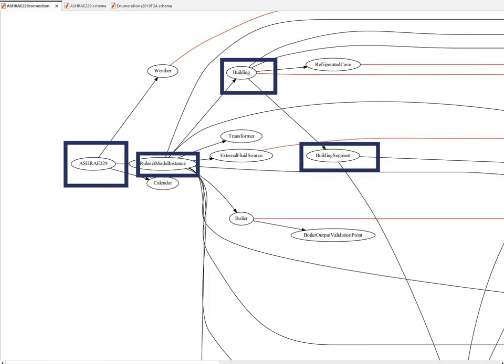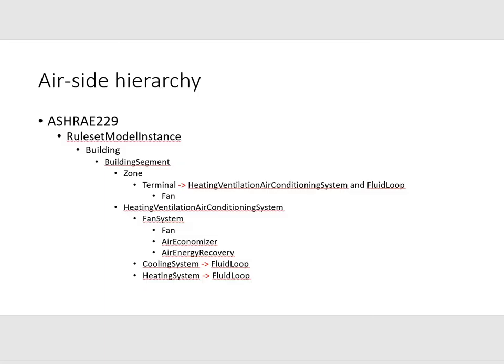Another perspective on this comes from a presentation that was made a while back describing the air side hierarchy. And again, it shows that a couple layers deep at the same level as zone is this heating, ventilation, air conditioning system, which references fans, cooling system, heating system. Fan system has several things that it references or includes: fan, air economizer, and air energy recovery. Cooling and heating systems reference the fluid loops. And to connect everything up, the zone has a data group called terminal, which references the HVAC system and the fluid loop.